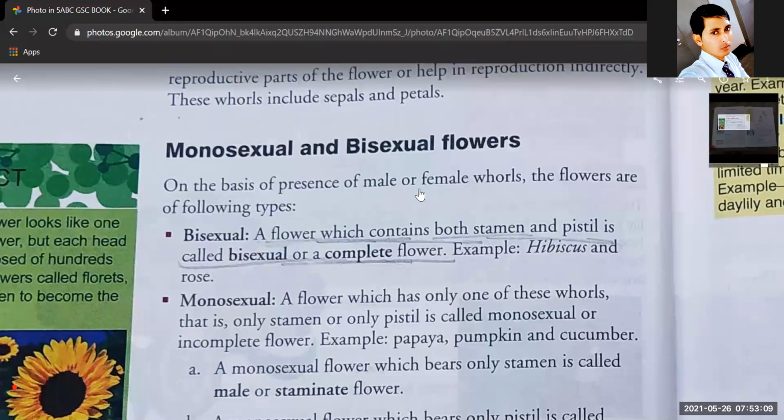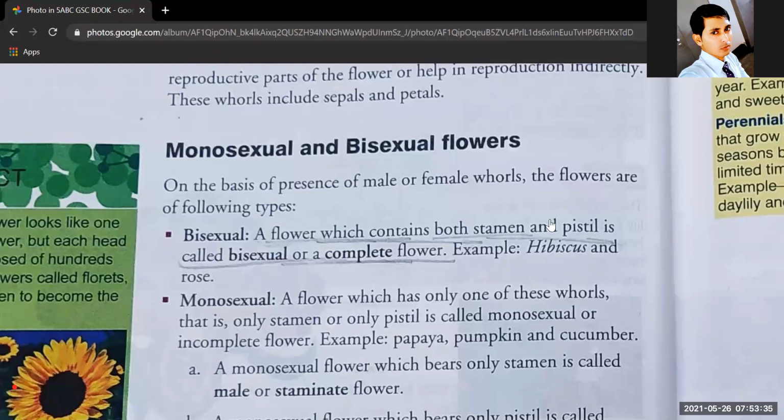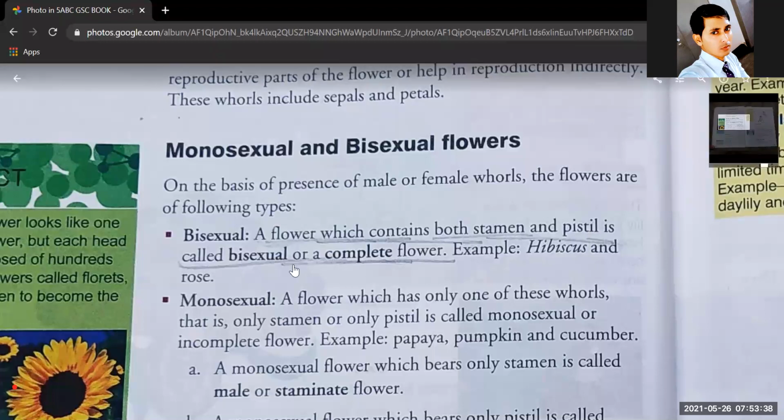So on the basis of presence of Androsium and Gynecium, the flowers are of the following types. Number one, bisexual, and number two, monosexual. So what is a bisexual flower? A flower which contains both stamen and pistil is called a bisexual or complete flower.